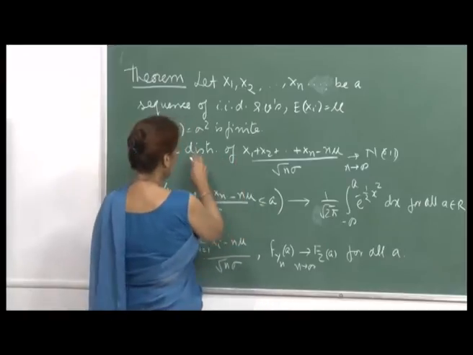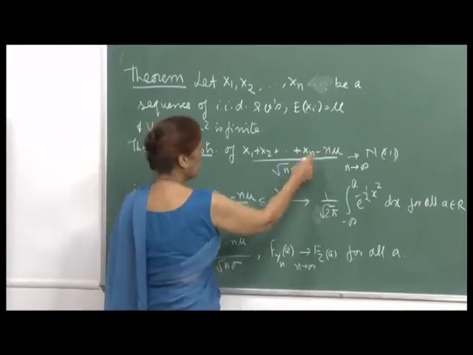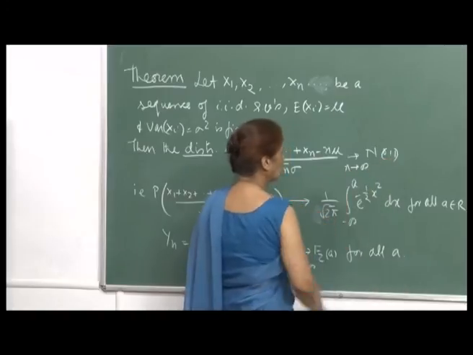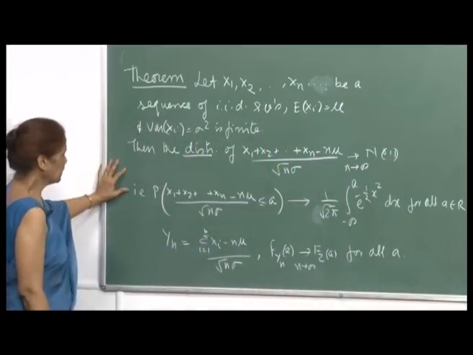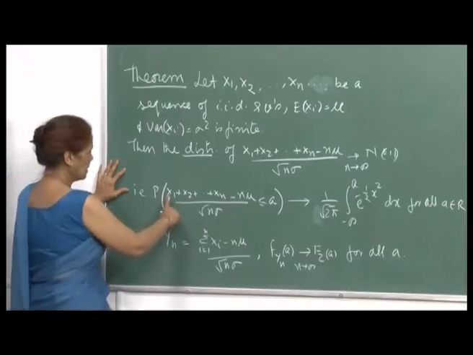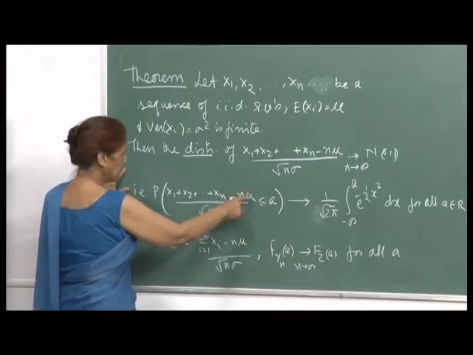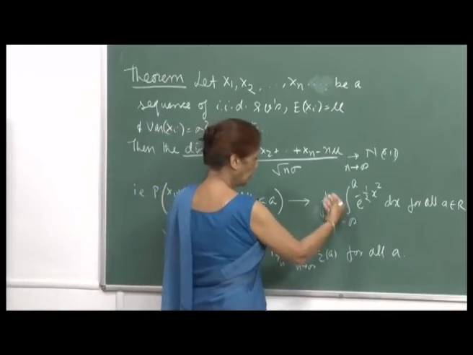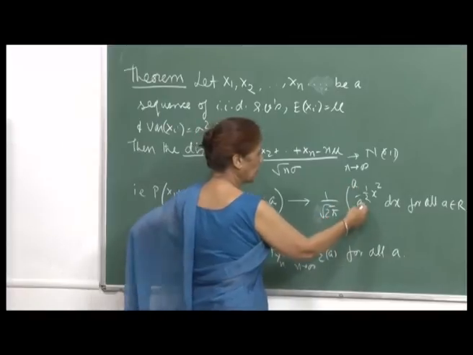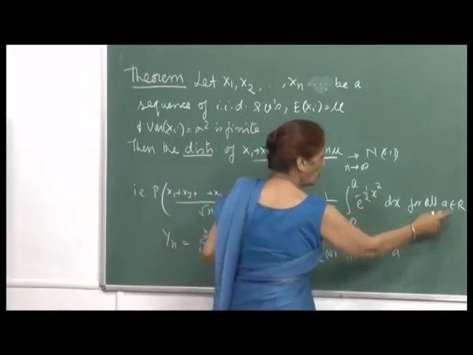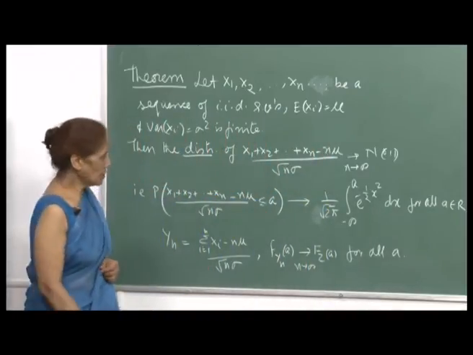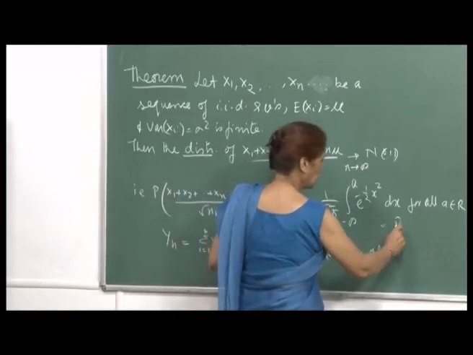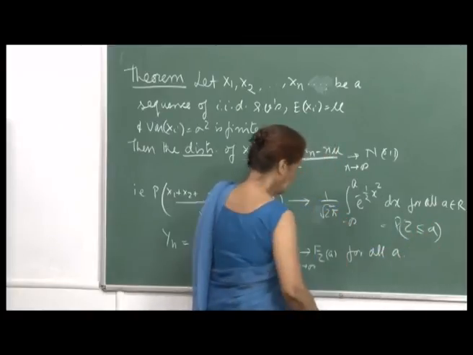Then the distribution of, see, this is important, x 1 plus x 2 plus x n minus n mu upon root n sigma converges to the standard normal distribution 0, 1 as n goes to infinity. In other words, the probability that x 1 plus x 2 plus x n minus n mu upon root n sigma is less than or equal to a will converge to 1 upon root 2 pi integral minus infinity to a e raised to minus 1 by 2 x square dx, for all a belonging to R, because this is the cumulative distribution function. So, what you are saying is this is the probability z less than or equal to a.